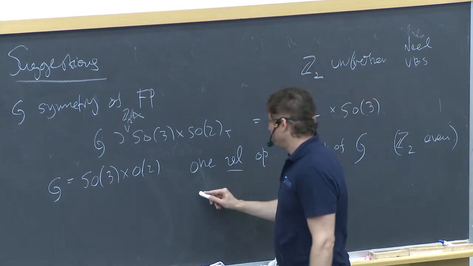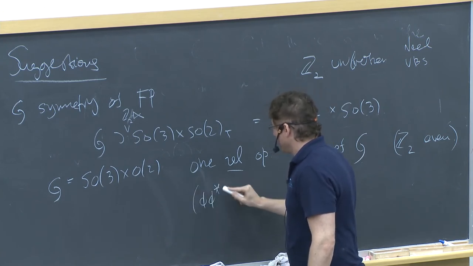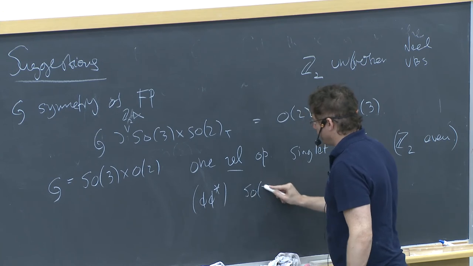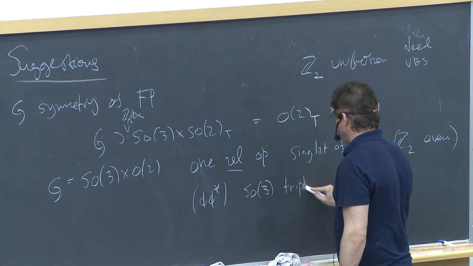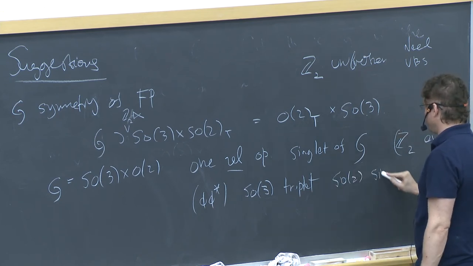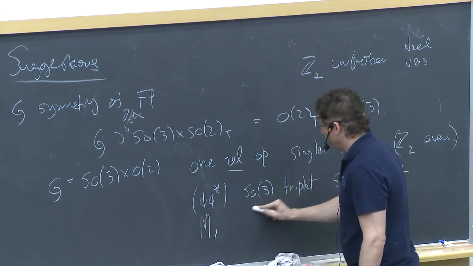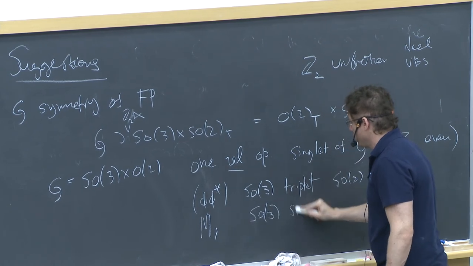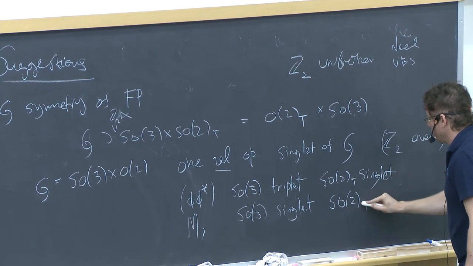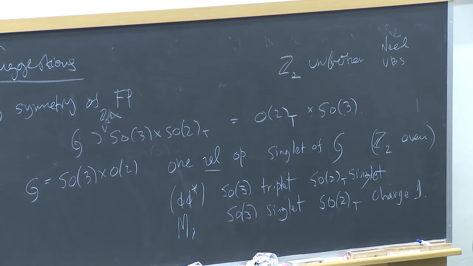Another operator that we expect to exist is phi phi star. So we expect this operator, which is an SO3 triplet and SO2 singlet, to be relevant. And lastly, there is the monopole operator M1, which is actually an SO3 singlet. And it has charge 1 under SO2. So we expect these operators to be relevant.